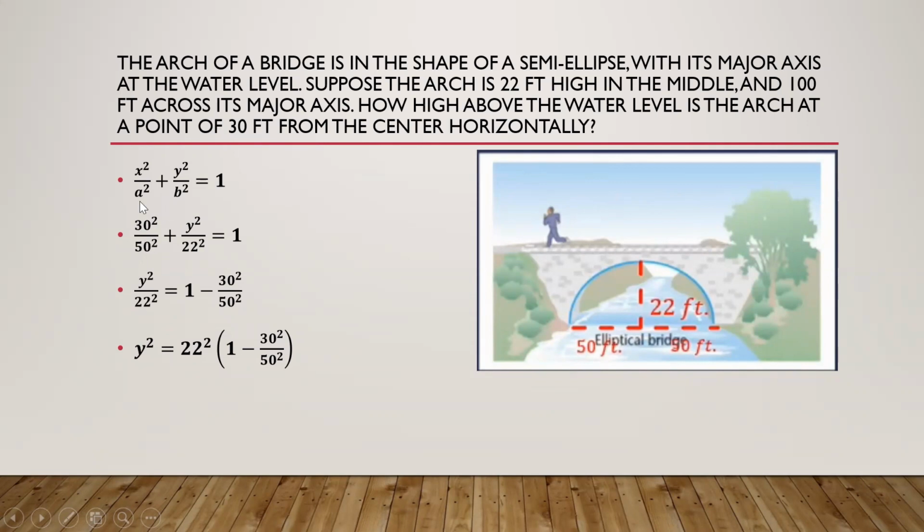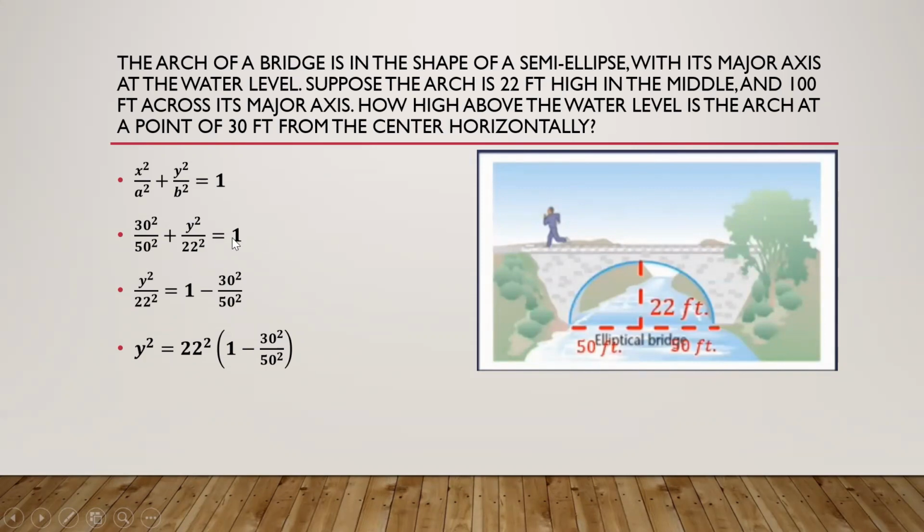And then for our a, like I said earlier, since the bridge is 100 feet across, that's 2a, from one vertex to another. So we divide that by 2 to get our a. So 100 divided by 2 is simply 50. So plus y squared over 22 squared. So 22 is our b, because that's from the center to a co-vertex.